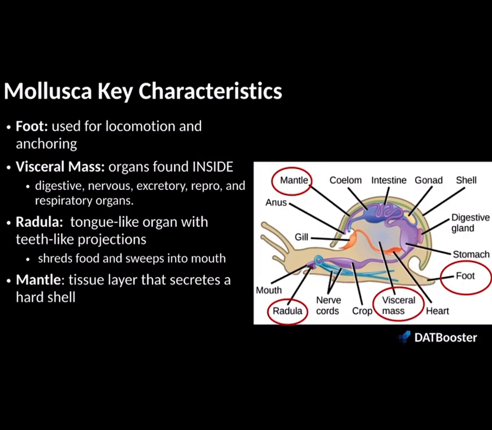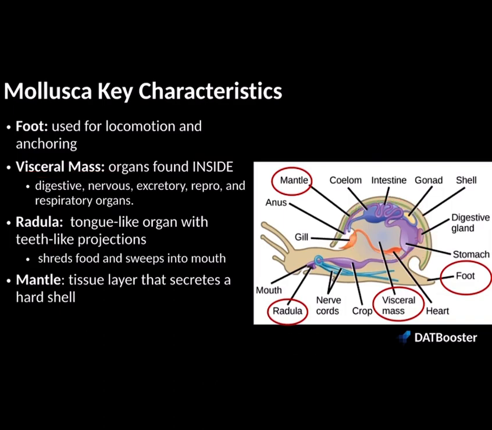And the visceral mass is all the organs found inside the mollusk. So it makes sense because viscera is how you refer to someone's organs. If I say your viscera, I'm talking about your organs. So visceral mass is just the collection of all the organs together to make up one central mass.